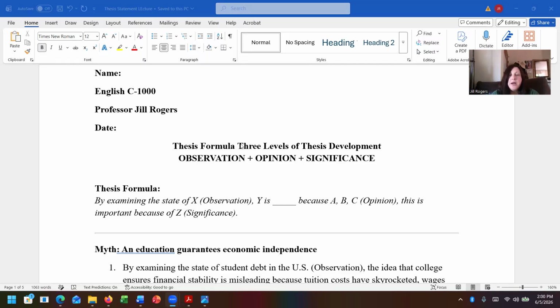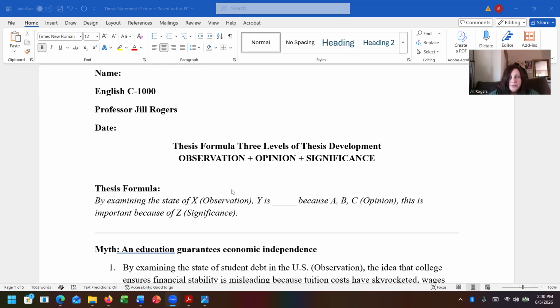Now, I have a thesis formula that I've developed over the years, with examples of this so people can understand. A thesis should have an observation, an opinion, and a significance. If you're not familiar with what a thesis is, it's basically the main idea of your paper. It should go at the end of your introduction paragraph, and then it's a map for the rest of your essay. So this is the thesis formula.